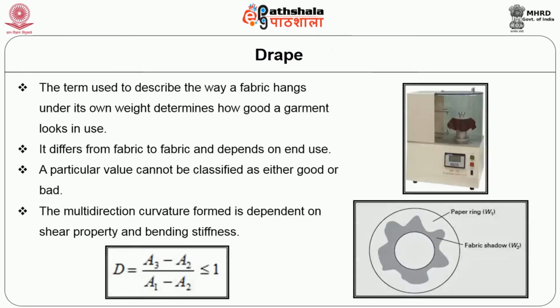Then another important measurement is called drape. The drape is the ability of the fabric to assume a graceful appearance. The drape meter is used to find the drape coefficient of the fabric. If the drape coefficient of the fabric is more, it implies that the bending of the fabric is more, so that it will be more comfortable for the wearer. Drape is given by A3 minus A2 divided by A1 minus A2. Drape coefficient will always be less than or equal to 1.